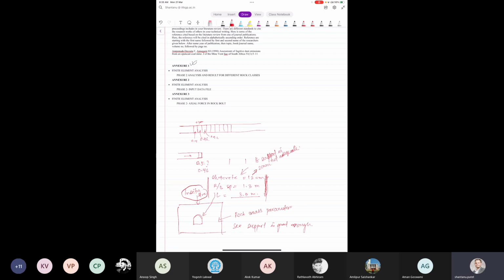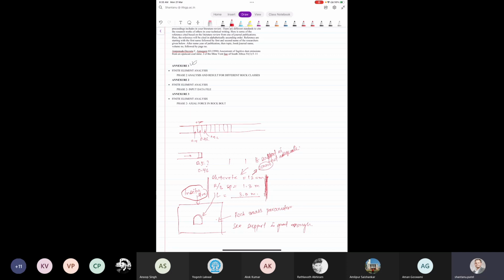Okay, if it is not adequate, then I will increase the support system and do the FEM analysis again and try to see if my tunnel is stable with the new support system or not. And I will repeat that process and find out the final support system for that class of rock.